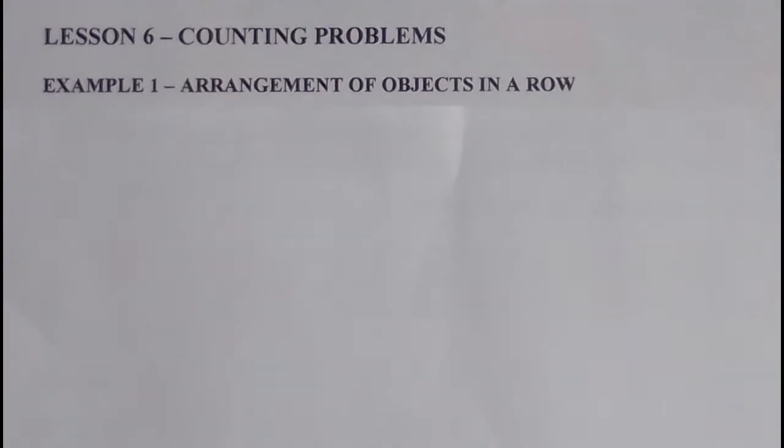So this is just me explaining counting problems in probability. If you remember in the last lesson, we were talking about factorial notation when we deal with combination problems. Now let's look at the section on how to deal with arrangements of objects in a row.